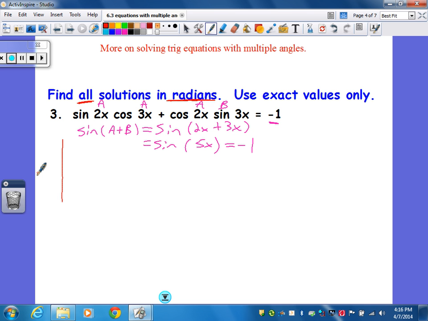Right away, I need to think of unit circle, unit circle, unit circle. Where is sine any angle equal to negative 1? Well, right away, I'm thinking right here. So we're going to find that angle right there in radians. Well, so we know that 5x is equal to, in degrees it's 270 degrees, but we want radians, which is equal to 3 pi over 2 radians.